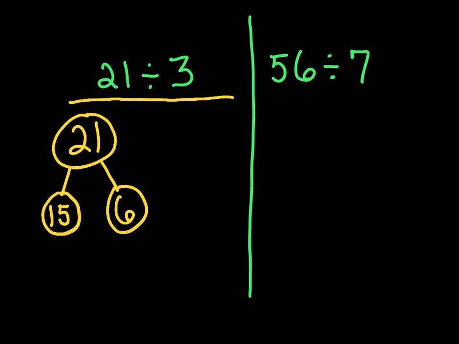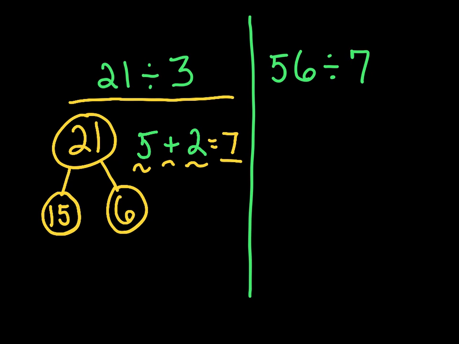And now we can divide. We say 3 goes into 15 5 times. 3 goes into 6 2 times. So the answer is 7. The quotient is 7. Which makes sense because these are our partial products.